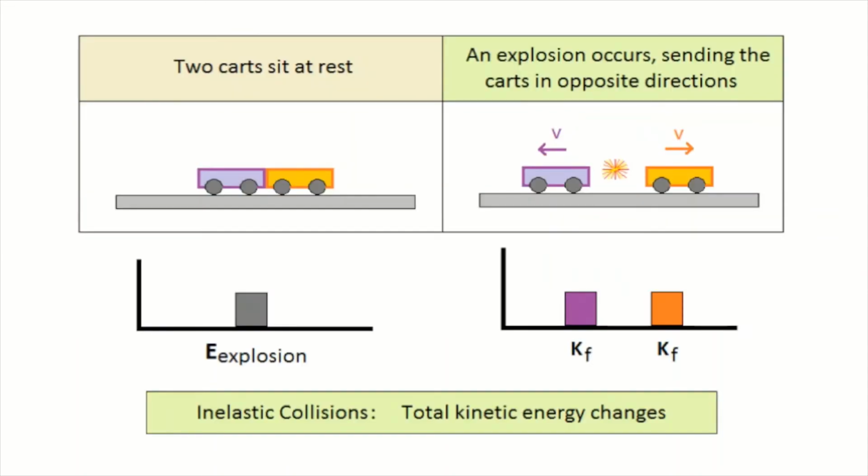Looking at our energy flow, on the left, we have energy stored in the explosion that is about to occur. This is a non-mechanical energy and would be very difficult to calculate. However, as this energy is used up, it creates two different kinetic energies, one for each of our moving carts. If we focus on kinetic energy, that value has gone from 0 to some. Kinetic energy has changed, and this would be another example of an inelastic collision.